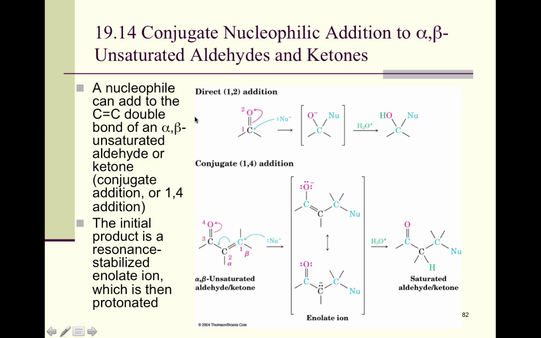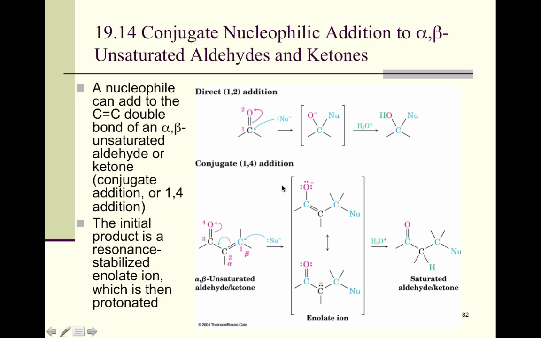What this slide is doing is comparing the direct 1,2 addition versus the conjugate 1,4 addition. In the direct 1,2 addition, the nucleophile will come in and attack the carbonyl carbon, forcing that pair of electrons to go to the oxygen, causing this negative charge, remember that? And then we're going to protonate it with the OH. So this is the direct 1,2 addition. We've seen that with negative nucleophiles. That's the general reaction. Well, what can happen if you have a ketone or an aldehyde that also has an alpha-beta unsaturated situation?